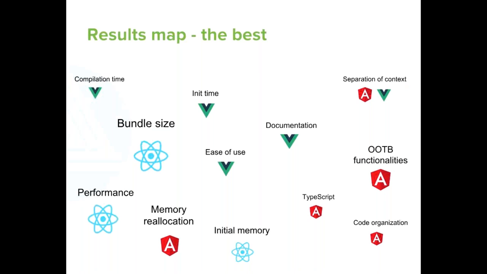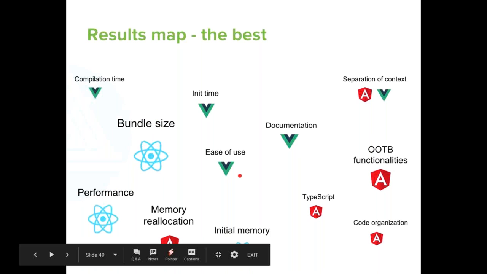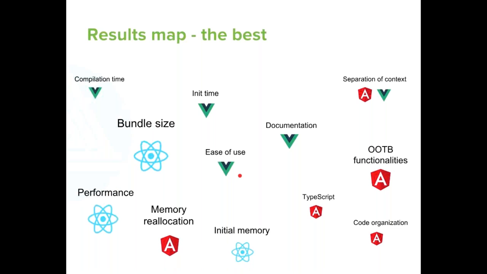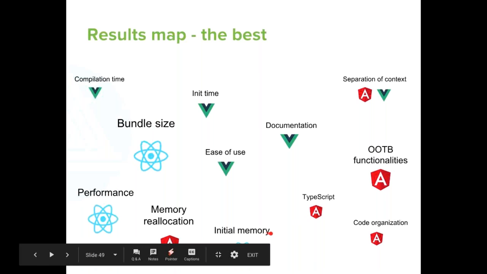So you can see that the most important aspects were taken by React. The bundle size was the smallest one. The performance was the best. It was rendering the fastest. And then also the initial memory was the smallest one.